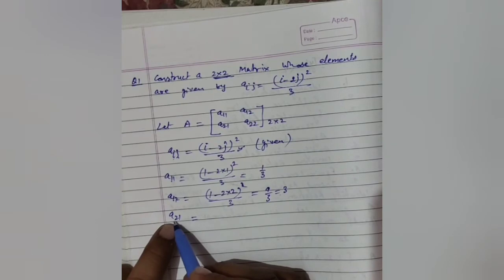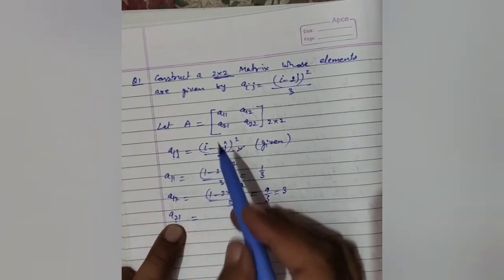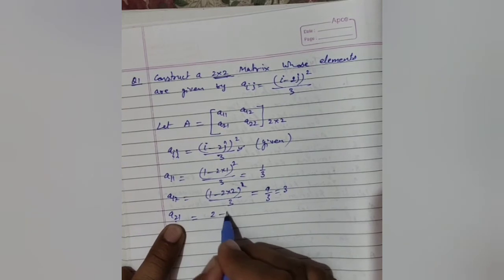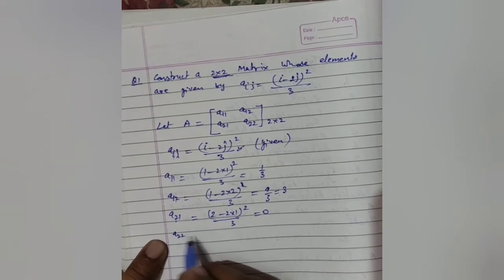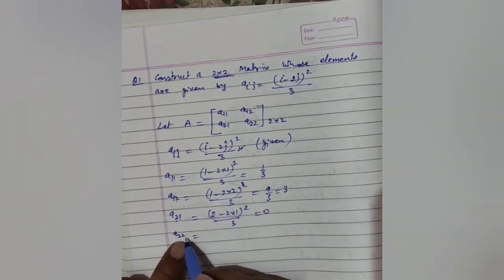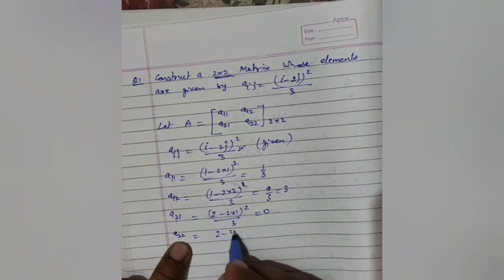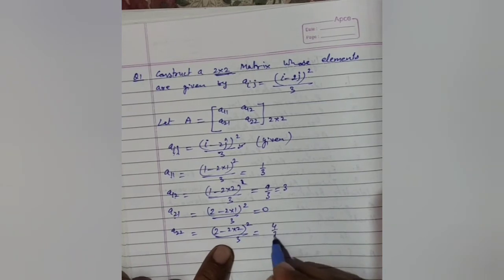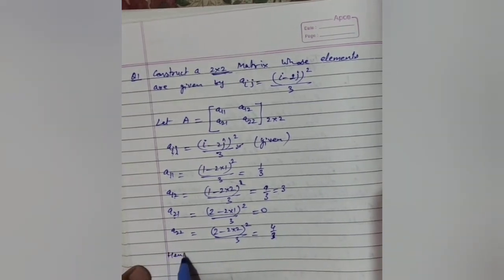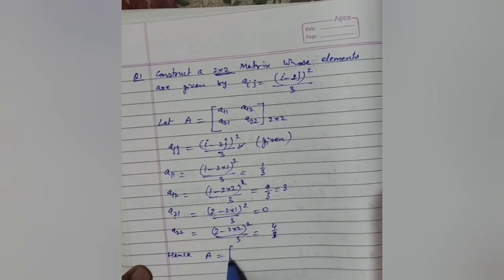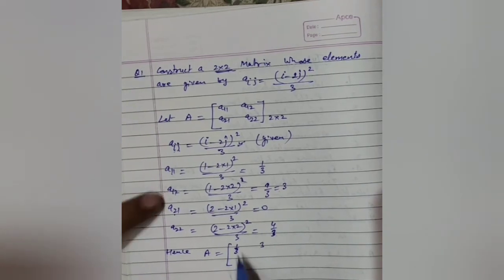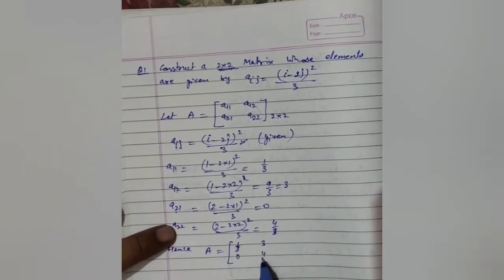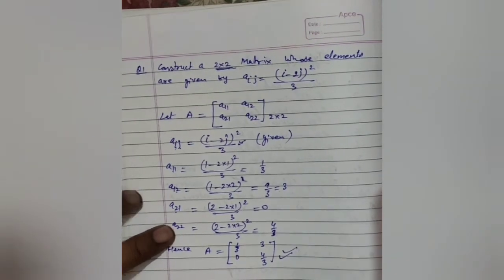For a21, i is equal to 2 and j is equal to 1. Put in (2 minus 2) whole square upon 3, which is 0. For a22, i is 2 and j is 2, which gives 4 upon 3. Hence matrix A is equal to 1 by 3, 3, 0, 4 upon 3. This is the required 2 by 2 matrix.